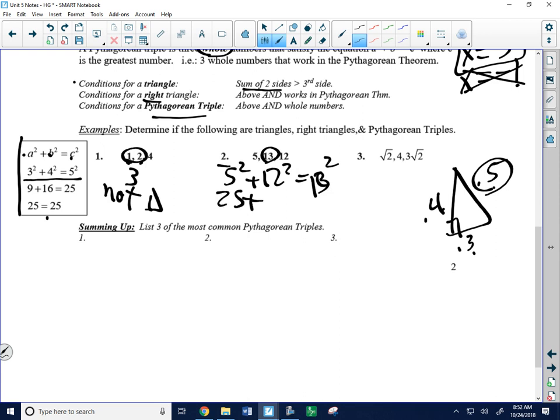5 squared is 25, 12 squared is 144, and 13 squared is 169. Really, you can put equals. It's really this question mark equal to is actually the symbol, because you're checking to see, you don't know if it's equal yet. But when you add these, it is 169. So it's a right triangle, these sides, 5, 12, and 13. And since they're all whole numbers, you would say yes, it's a Pythagorean triple.